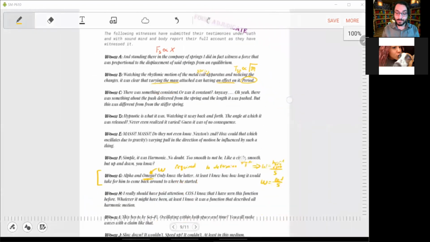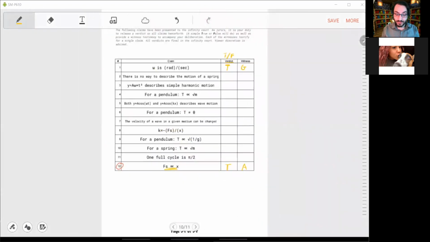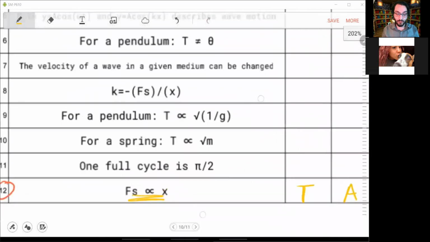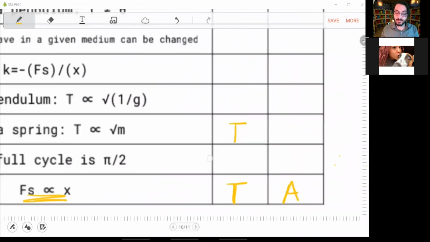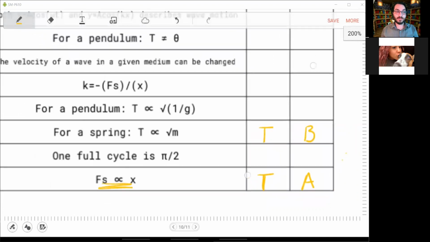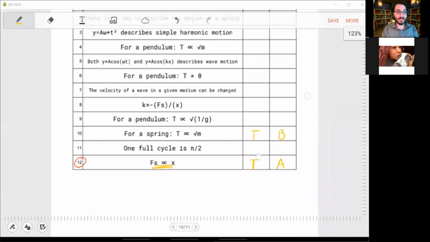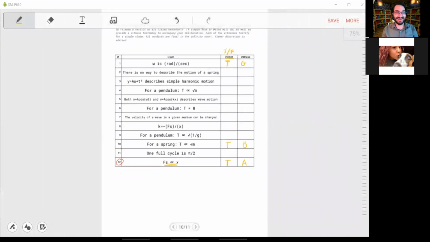So now, going over here, pendulum, spring. For a spring, T is proportional to the square root of M. Yes, that is true. Who said it? Witness B. Good so far? We're okay? You're following me? Stop me if we're not getting it. Hanging in. Good.